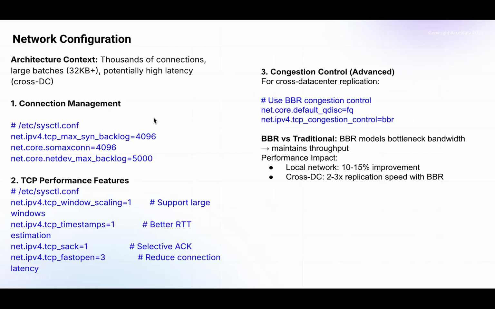Performance impact: on the local network, these settings give you a 10 to 15% performance improvement. For cross data center, BBR can give you 2 to 3x replication speed. This is huge if you're doing cross region replication.